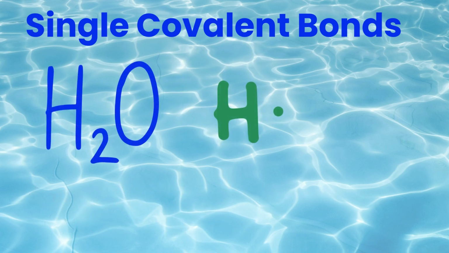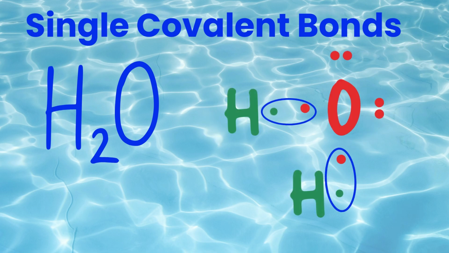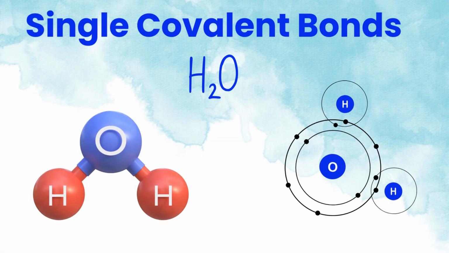H2O. Hydrogen has 1 valence electron, oxygen has 6 valence electrons. So 2 hydrogen atoms will bond with 1 oxygen atom. They share electrons to form 2 separate single bonds.